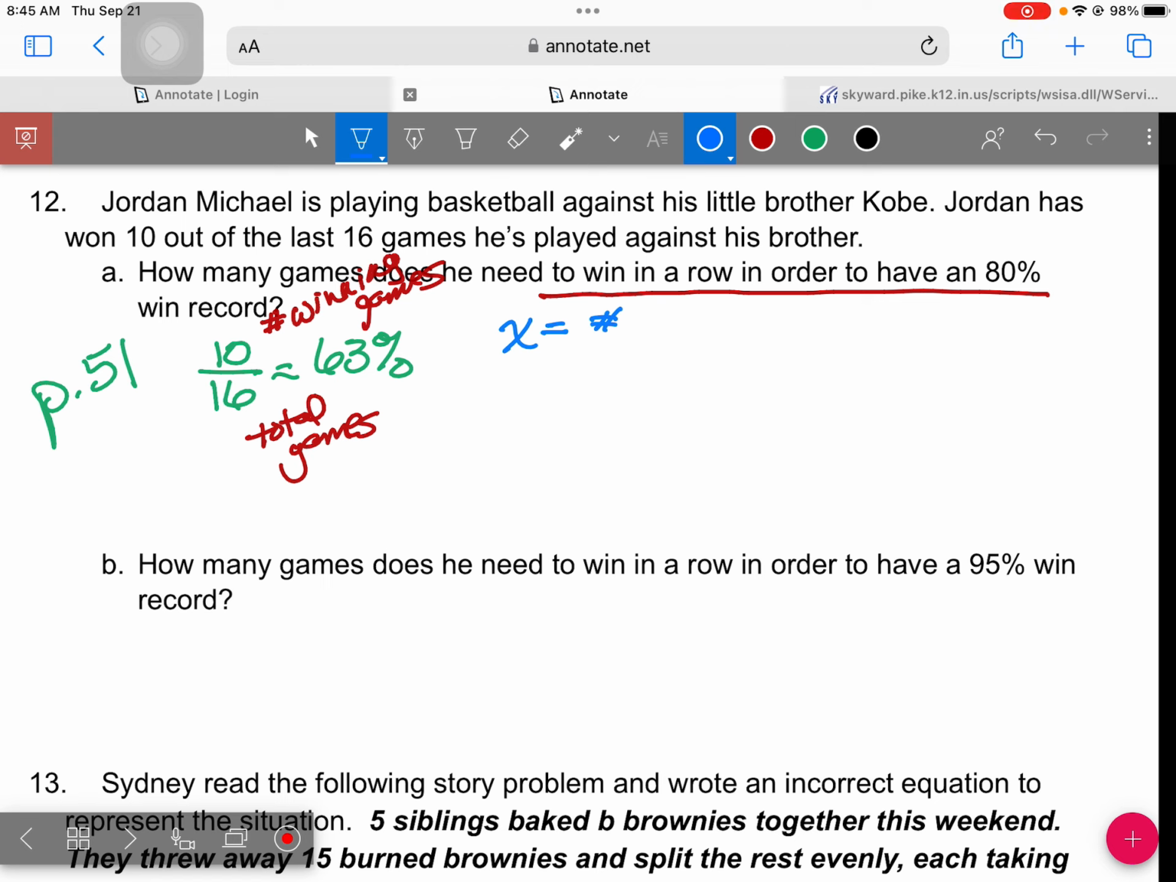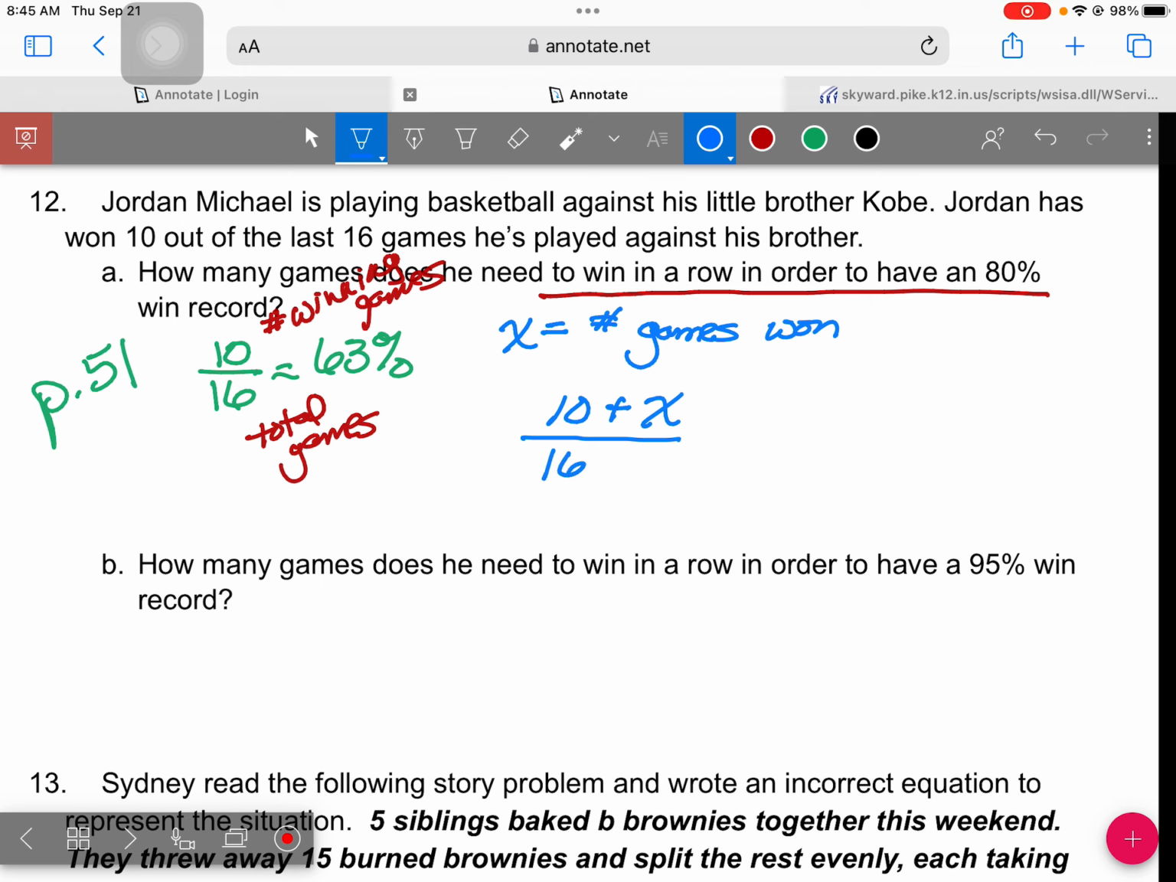X is equal to the number of additional games won, okay? So how am I going to represent the number of winning games of this new amount? Yes, 10 plus X, because he won the 10. He's going to win X number more.